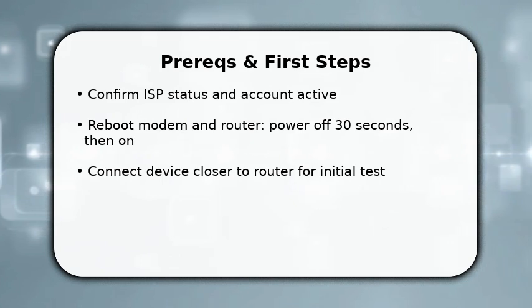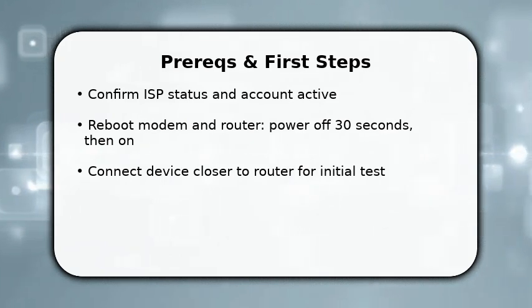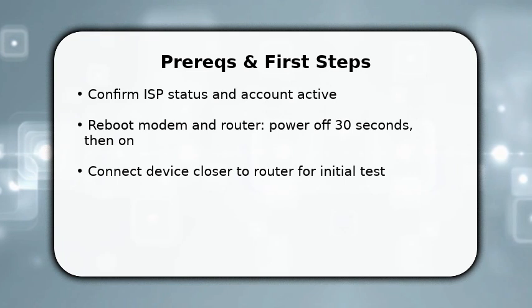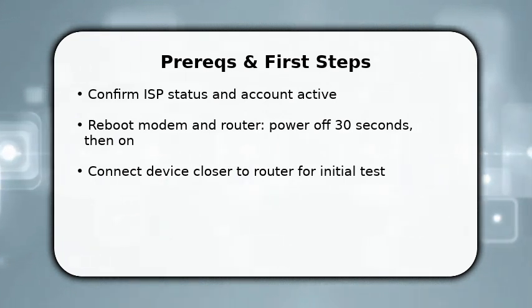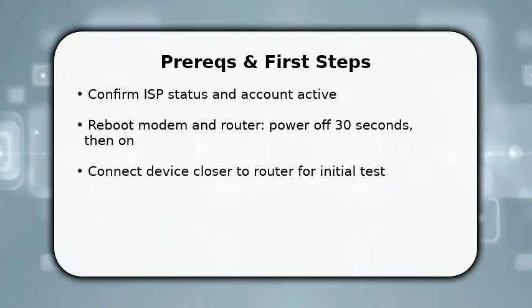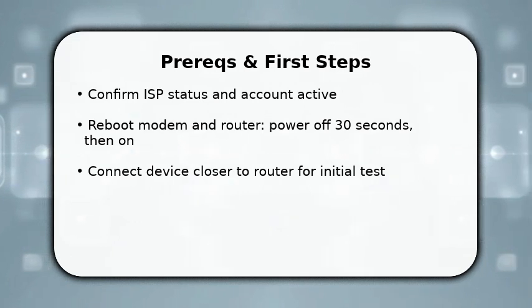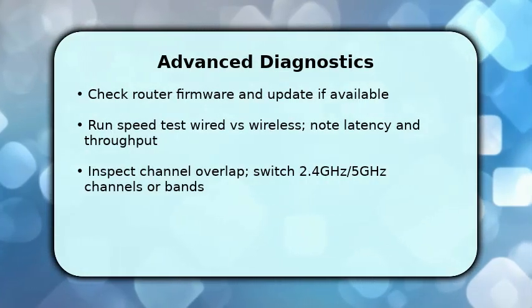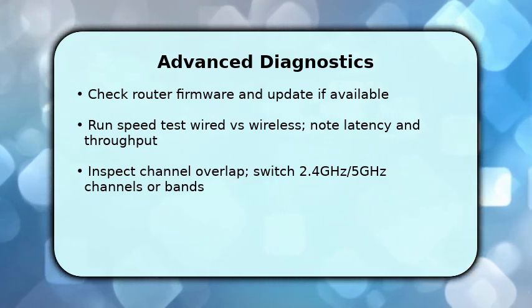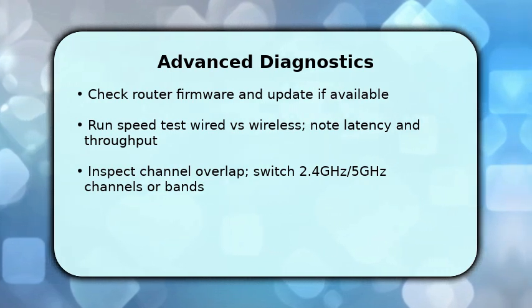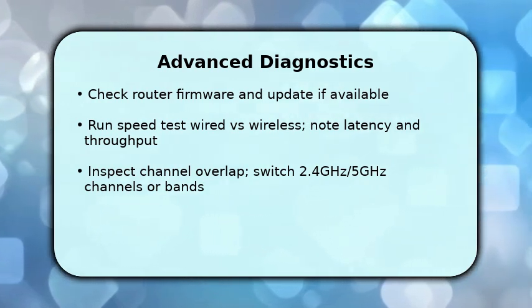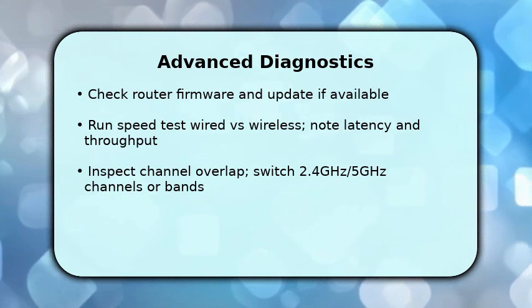Make sure to use a wired connection, if available, to compare speeds and determine whether Wi-Fi or the internet link is at fault. Now you run deeper diagnostics. Log into the router, check firmware, and update if an update fixes known bugs. Firmware often resolves stability issues. Then perform speed tests on a wired connection and on Wi-Fi to compare throughput and latency. This helps pinpoint whether wireless introduces packet loss.